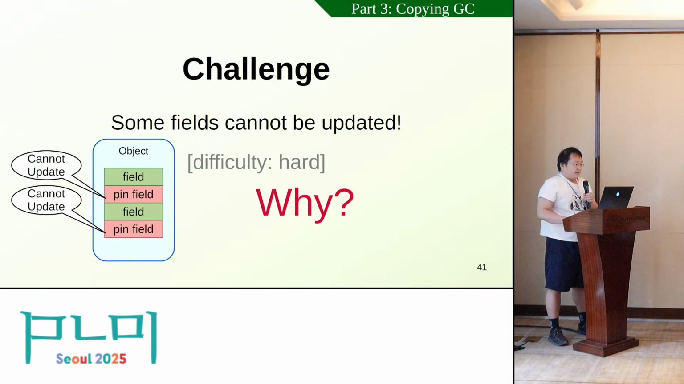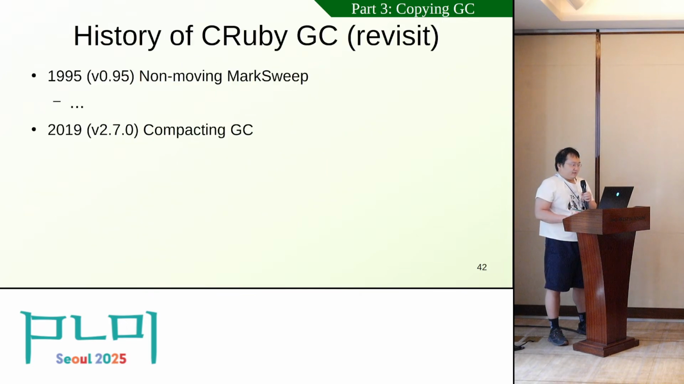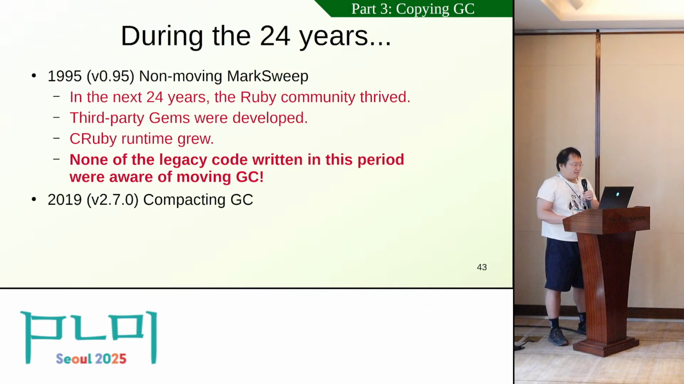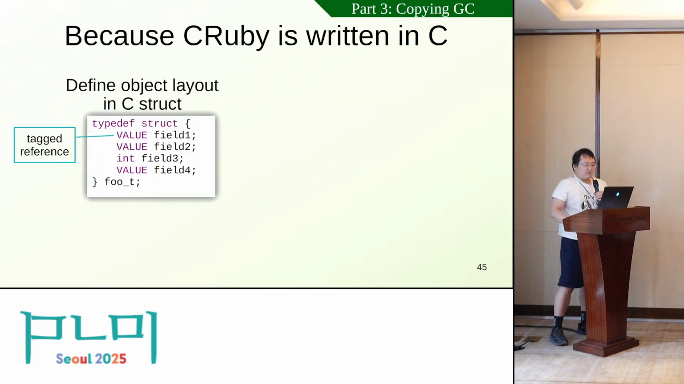You may ask why. To answer this question, we need to go to the history of CRuby's GC. CRuby started in 1995 with a non-moving mark sweep collector, but it didn't get moving GC until 2019. So during the 20 years in between, the Ruby community thrived. Third-party gems were developed, and CRuby runtime grew, but none of the legacy code written in this period were aware of moving GC. And because CRuby is written in C, the developers define object layout in terms of C structs.